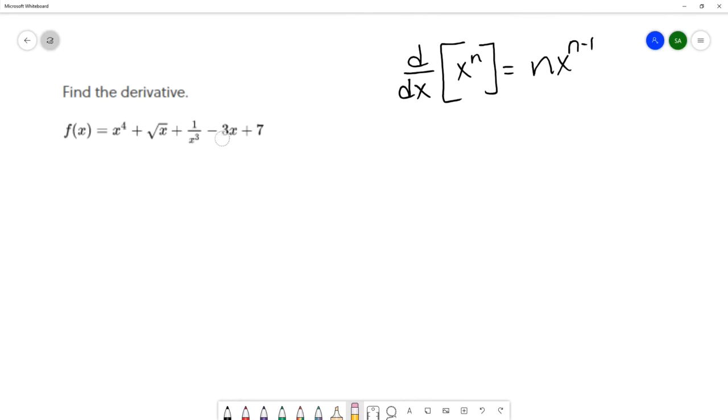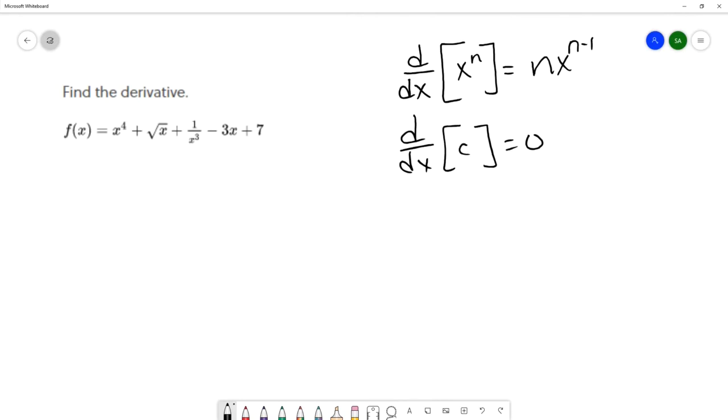I can use the power rule on negative 3x, and then the last term is a constant, so I can find the derivative of a constant is 0. The derivative of a constant is 0.